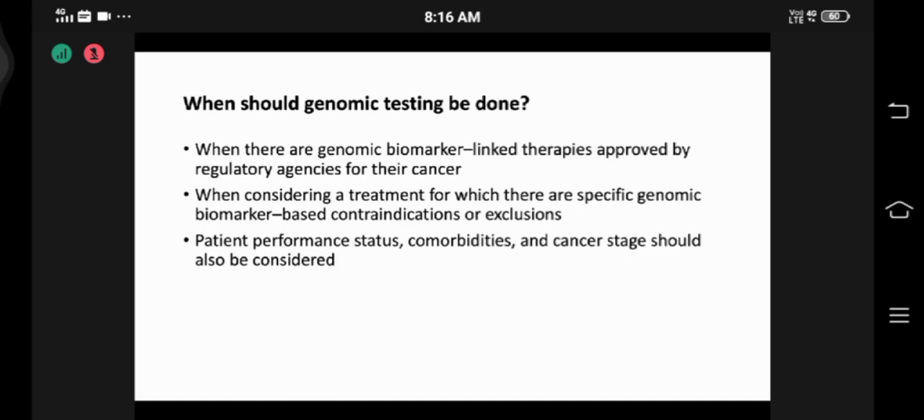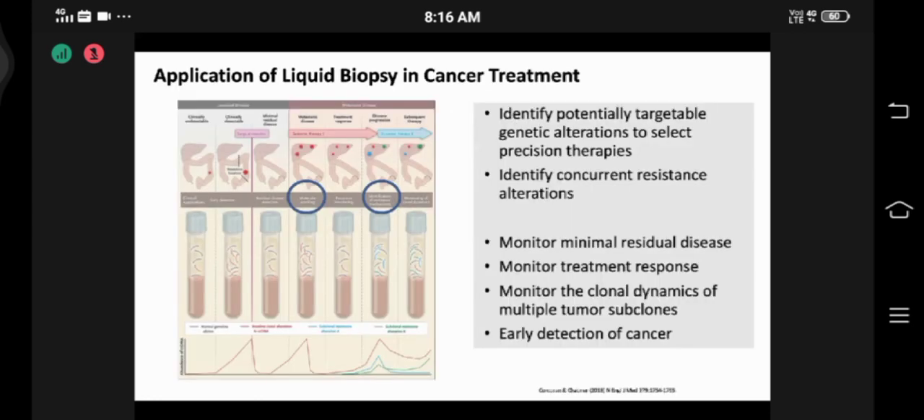Another important thing is one should understand and do it in a very balanced way. We should see patients' performance status, comorbidity, cancer stage. Though more and more genomic testing is being done, one needs to be really balanced about which patients to choose and do it for. It should not be blindly for everyone. But yes, the utility is going up more and more.